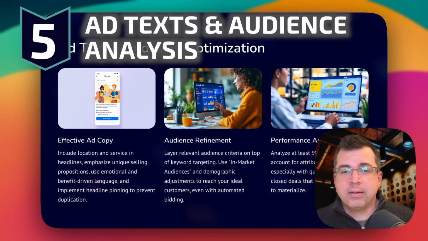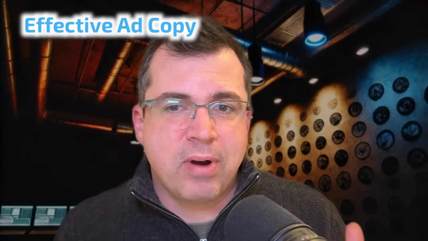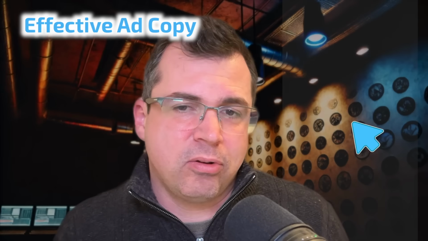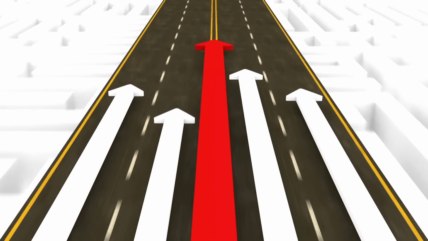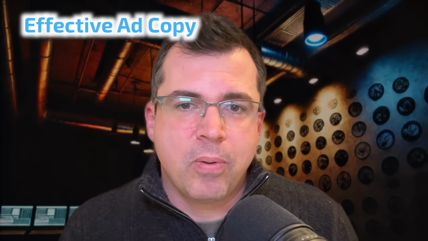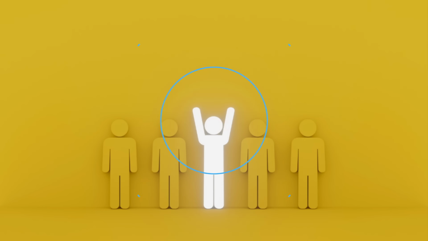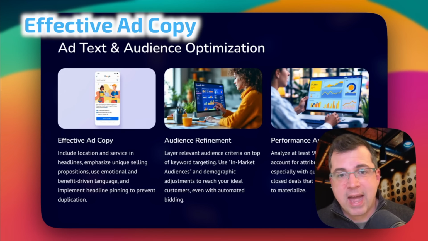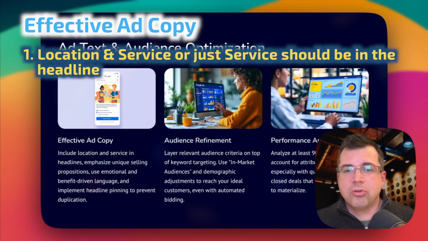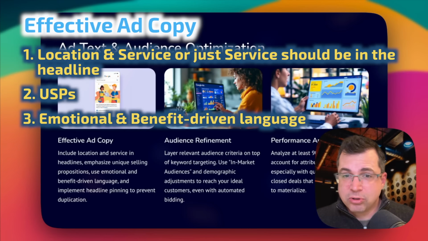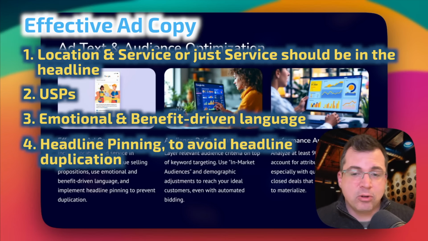Let's move to the next bit, ad text and audience analysis. Once your keywords trigger your ad, the ad copy must convince the searchers to click. With limited characters and fierce local competition, clarity and relevance are key. So emphasize what makes your offer unique and include a strong call to action in every ad. There are usually 4 things you need to check. Location plus service, or just service, should be in the headline. USPs, emotional and benefit-driven language, and headline pinning to avoid headline duplication.